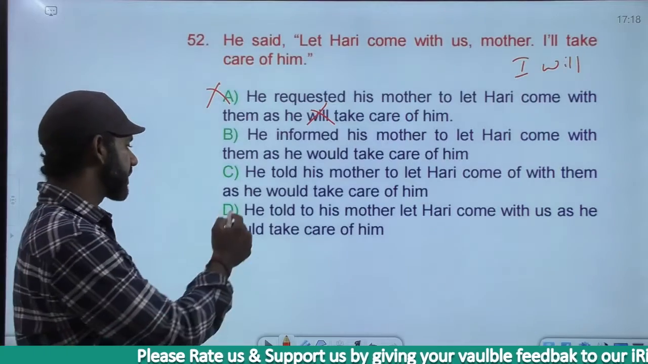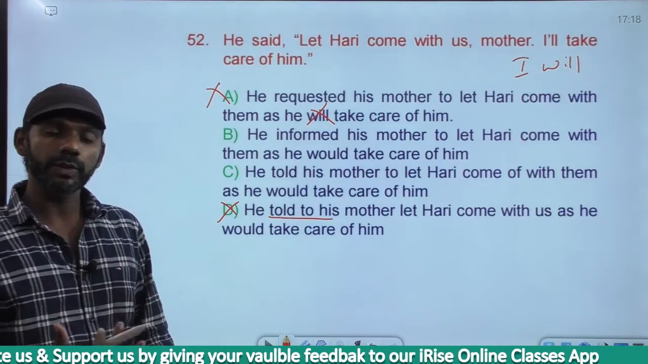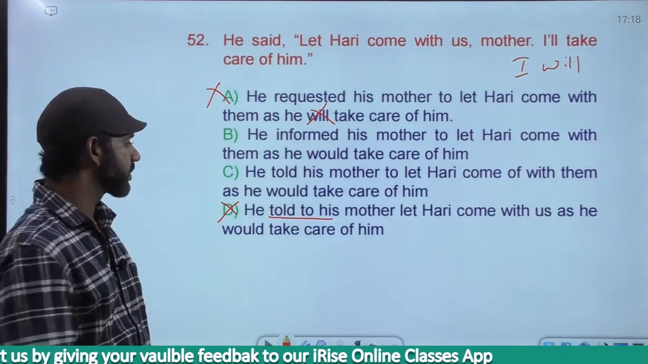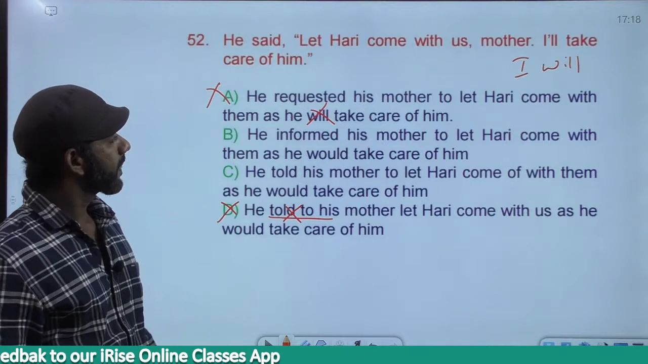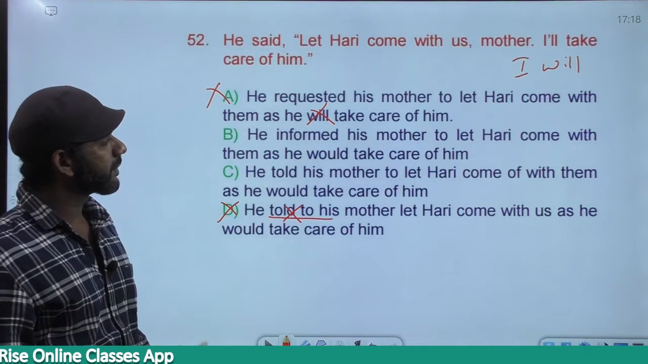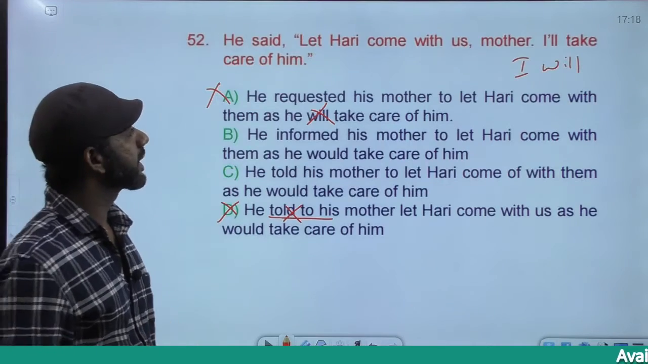Option D is eliminated. D says he told to his mother. Told to his mother is wrong. It must be he told his mother. Grammatically wrong, eliminated. Fine. Come to option B. He informed his mother to let Hari come with them as he would take care of him.